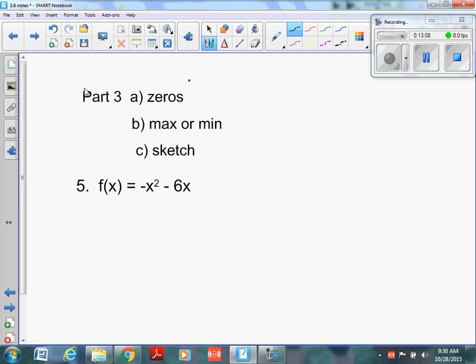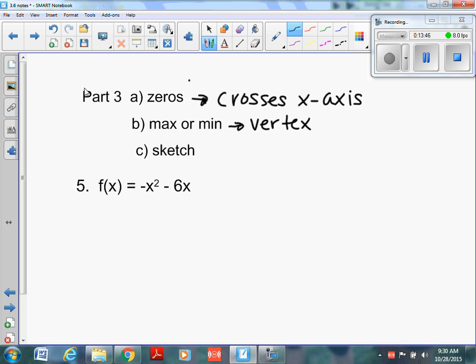Okay, so, part 3, they want you to find the zeros. They want you to tell me if there's a max or a min in the problem, and they want you to sketch this parabola. So, they want you to find the zeros, and what I just talked about at the beginning, what are the zeros? The zeros are where it crosses the x-axis. That's going to give you a more precise graph. What's the max or the min? Basically, that's the vertex, the max or the min. And sketch the graph.